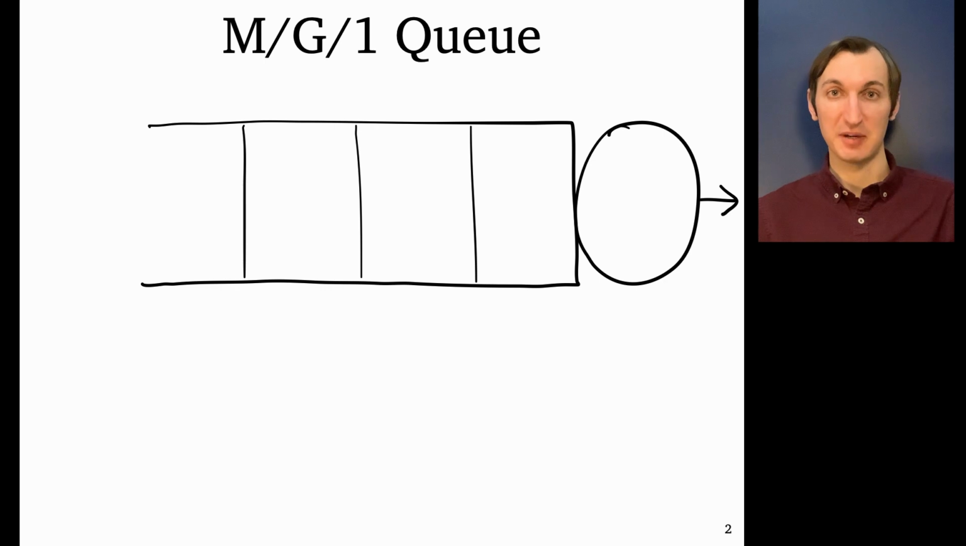So let's start by talking about what that is. We've got a single server, which can serve one job at a time, and a queue, which can hold any number of jobs waiting for service. This is what a job looks like.